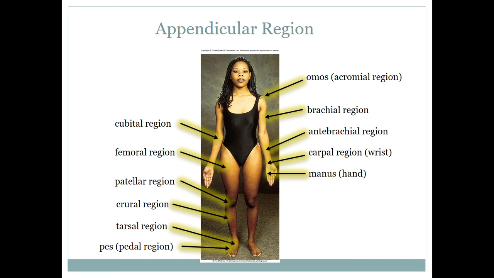So moving down along the lower limb, the next region is the lower leg, or crural region. The word crus, C-R-U-S, means leg. So crural region is the lower leg. The area of the ankle is the tarsal region. And the technical term for the foot is pes, or pedal region.